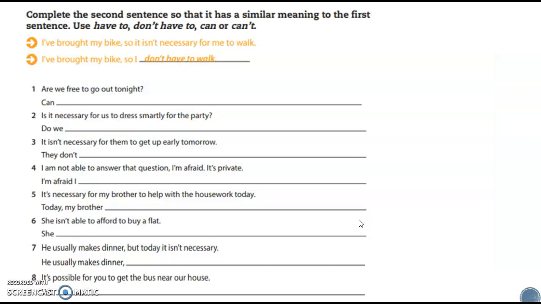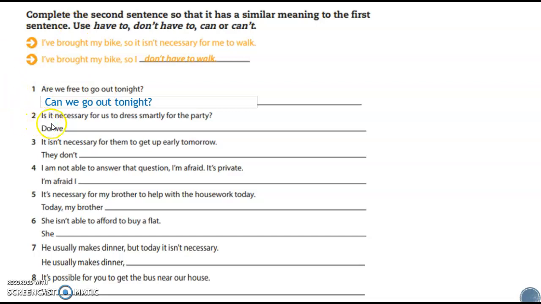Let's continue, and this is the final exercise we are going to do today. In this case, it says complete the second sentences so that it has a similar meaning. We have to use have to, don't have to, can and can't. Let's see, number 1, are we free to go out tonight? What does it mean? Can we go out tonight? So are we able to go out tonight? It is possible. That's the idea. Is it possible? That's the idea.